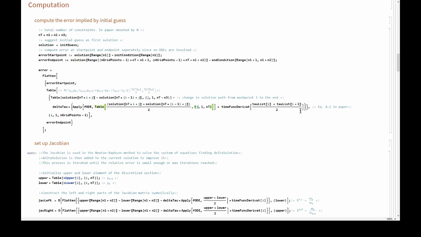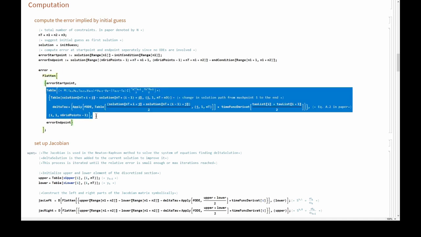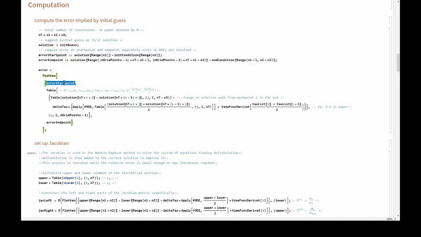And since this is basically just the Mathematica way of writing the equation A2, we just calculate how much we got the change of the system wrong by our initial guess. So we evaluate the system and we evaluate our initial guess. How much did we get it wrong? We put it in one big vector. We glue the starting error on top of it, and at the bottom we glue the endpoint error to it, and we end up with a normal vector with all the errors.